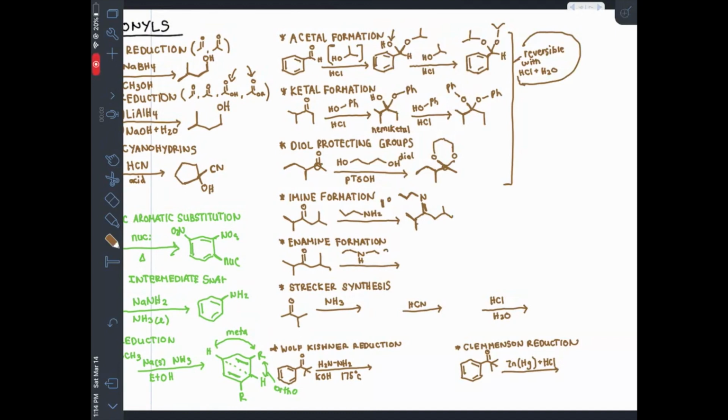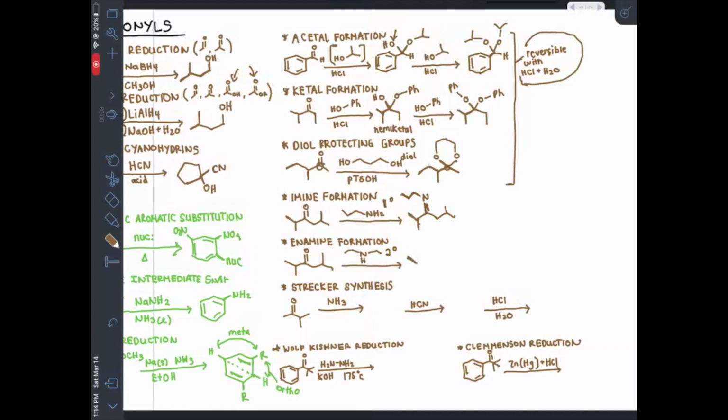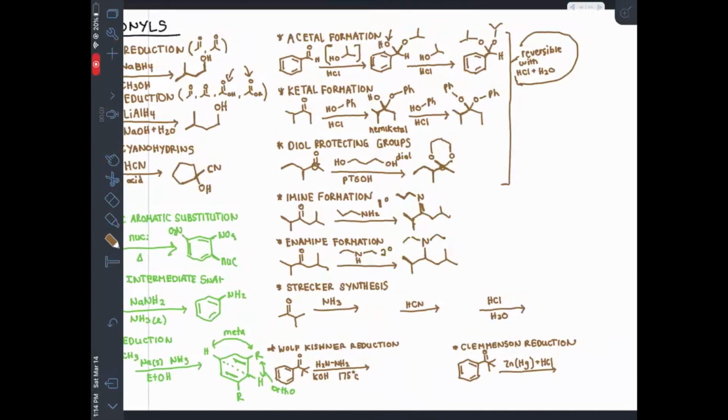With enamine formation, this is when you have a secondary amine. We're going to first draw out the carbon structure. And in this case, we're going to add our nitrogen like so, but instead of forming a double bond like in the imine, in the enamine, we're going to form a double bond next to the nitrogen, not on the nitrogen, but next to it, okay? And so again, please review the mechanism for this in your notes.